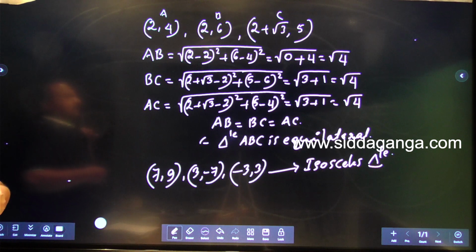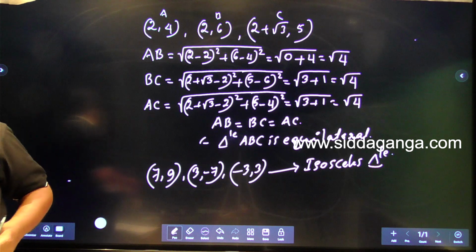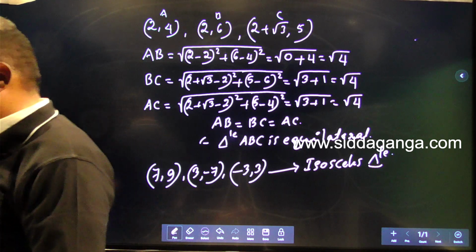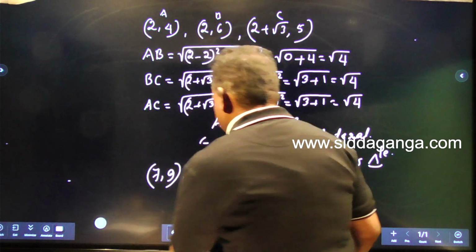And then now let us come to the third one, that is isosceles right angled triangle. So let us erase this.